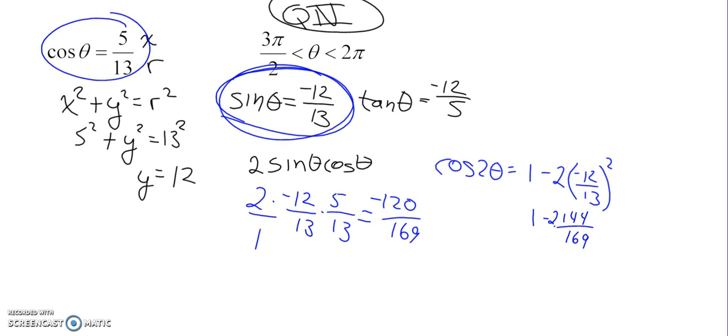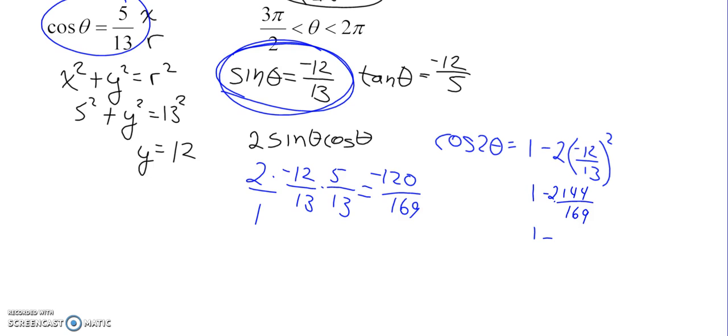So now I would be looking at 1 minus 288 over 169. If I look to get like terms, or like denominators, I could call this 169 over 169. If I subtract that, give me a second here, I should get negative 119 over 169.